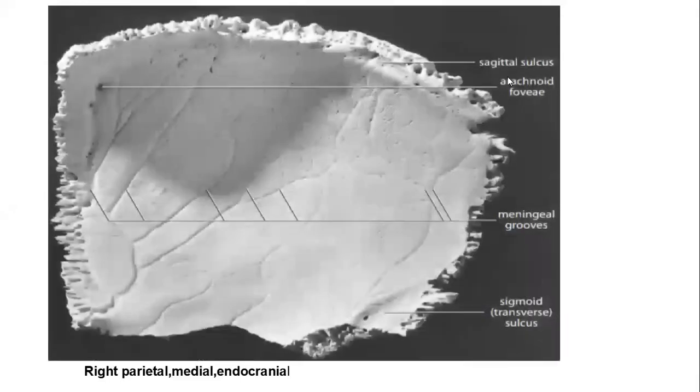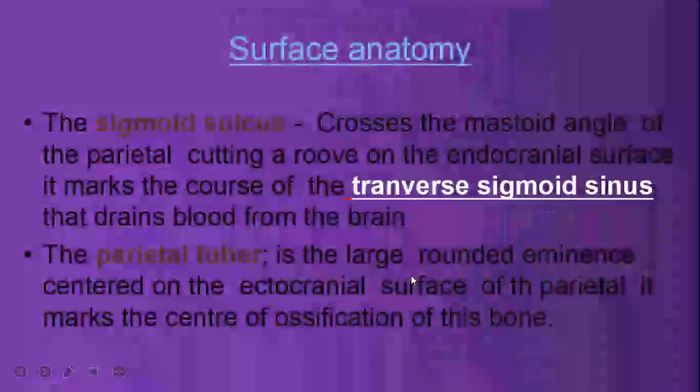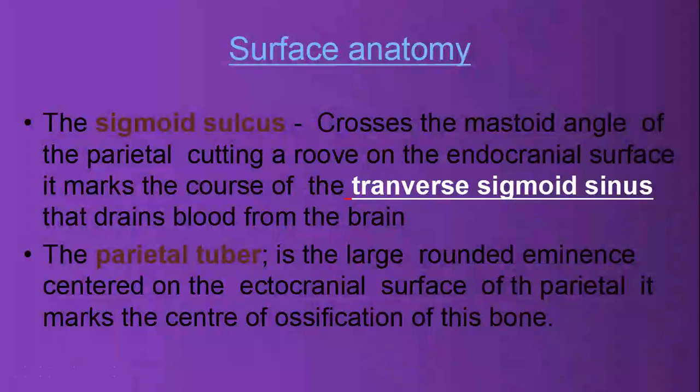So let's get to review. We have the meningeal grooves, which are these lines. We have the arachnoid foveae right there, the sagittal sulcus, and the sigmoid or transverse sulcus right there. So we have the sigmoid sulcus. This crosses the mastoid angle of the parietal, cutting a groove on the endocranial surface. It marks the course of the transverse sigmoid sinus that drains blood from the brain.